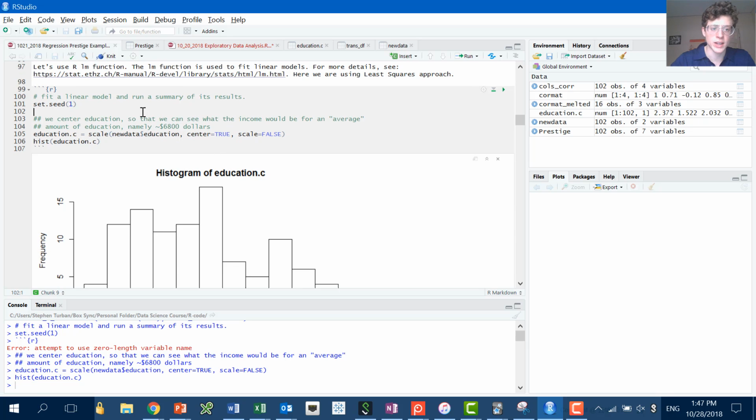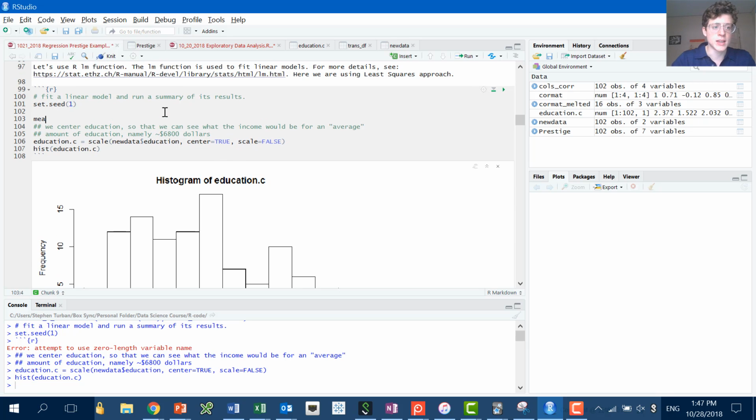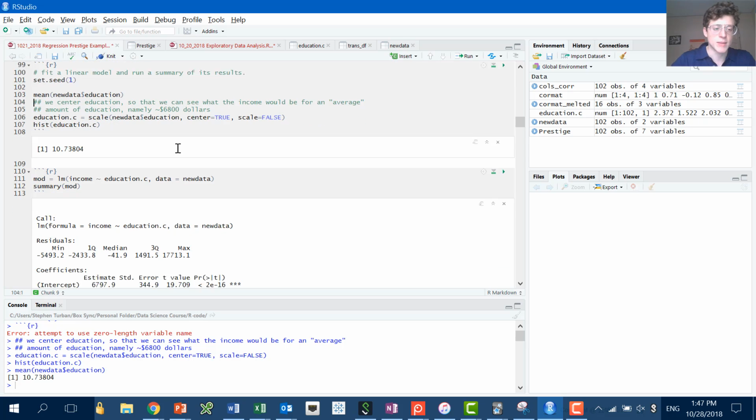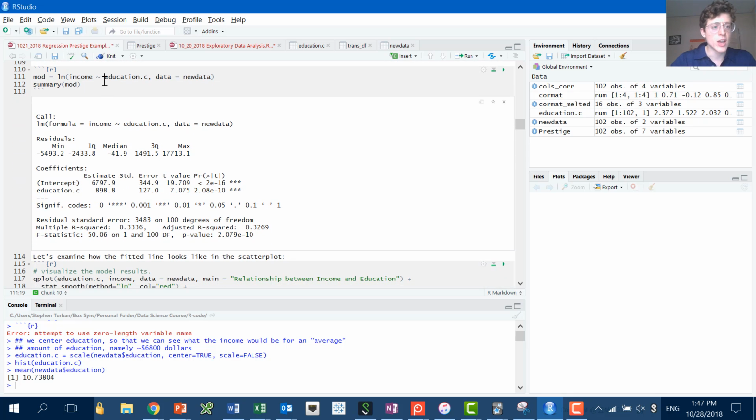Education.c. Yeah, we can actually figure that out. Mean of new data education. I'm not sure if it's the mean or the median. It might be the mean. So 10. Yeah, so around 11. It's around 11.